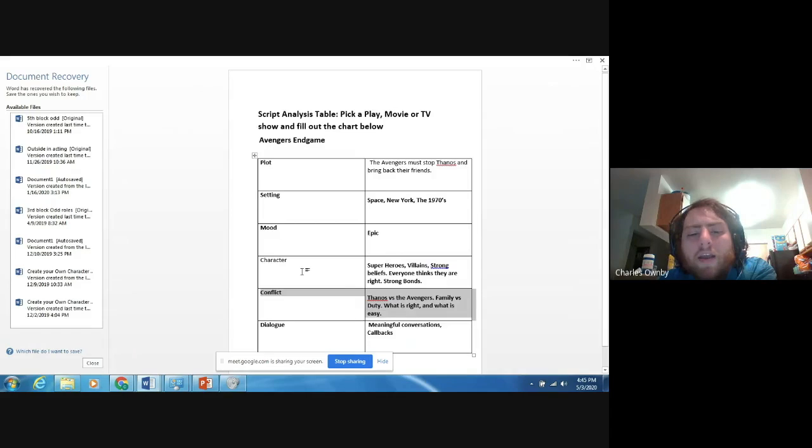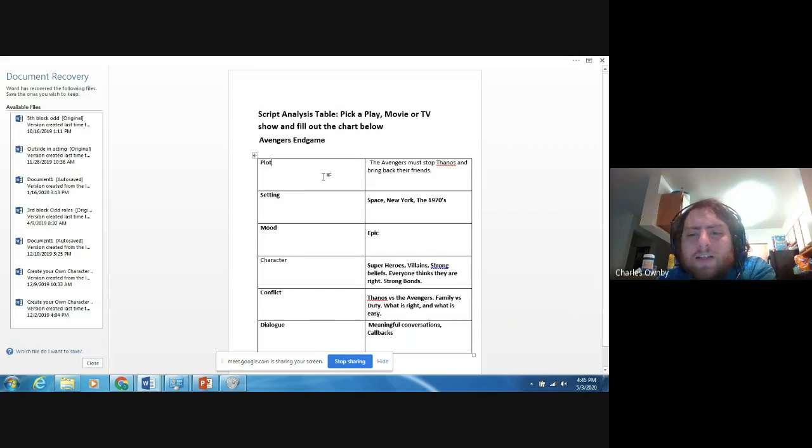So, this chart right here, you're going to get that chart. It's going to be uploaded into the file with this video. You're going to have a blank one. And that blank one, you'll basically fill it out just like we just did now. So, it says script analysis table. Pick a play, movie, or TV show, and fill out the chart below. We chose Avengers Endgame. Yay! It's my favorite movie, and also it's full of stuff for us to analyze, so that's good.